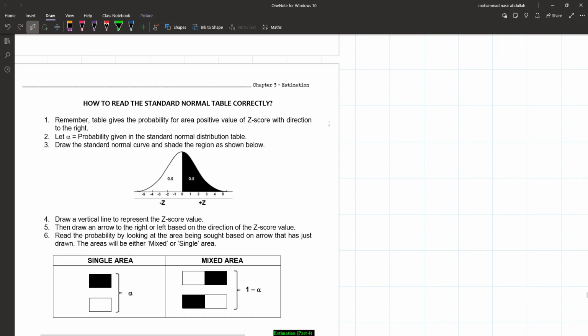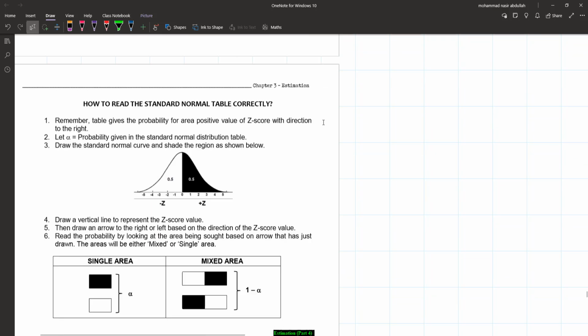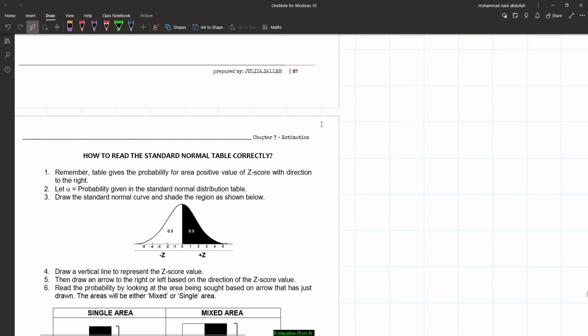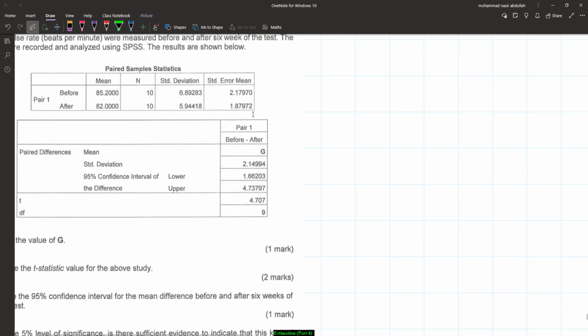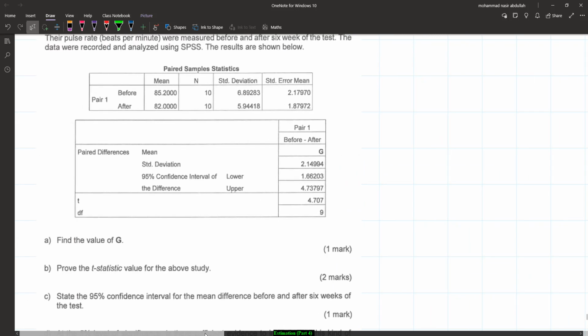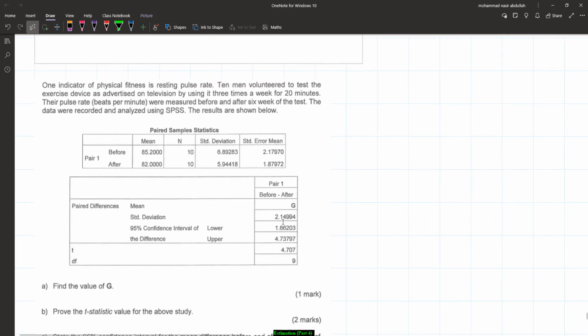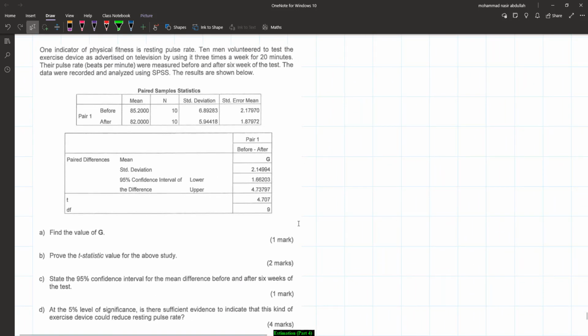No, sir. Alright. So the next one, page 82, is how to read standard normal table correctly. This one kita dah tengok lah sebelum ni kan. Okay. This is an example yang nak bawa hari ni. So kita tengok example ni. I give you 10 minutes to copy to your own paper, own sheet, right? Let's continue.